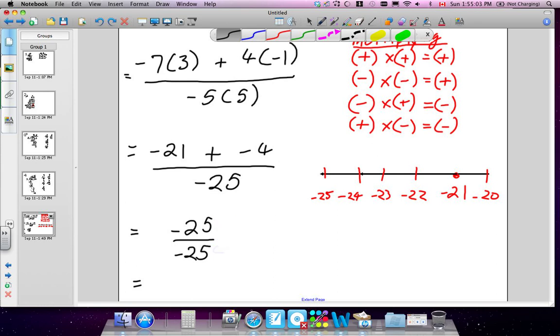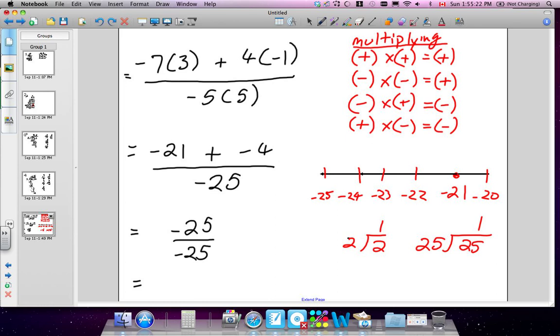Do you know what 2 divided by 2 is? Let's write it out here. How many times does 2 go into 2? 2 goes into 2 once. Same idea: how many times does 25 go into 25? Once. So what is -25 divided by -25? 1. Is it positive or negative? Positive, that's right. So our answer is positive 1.